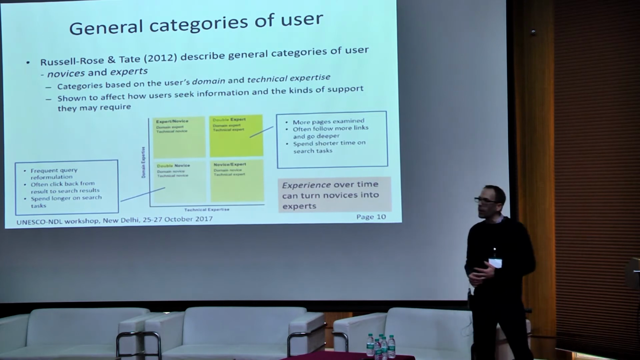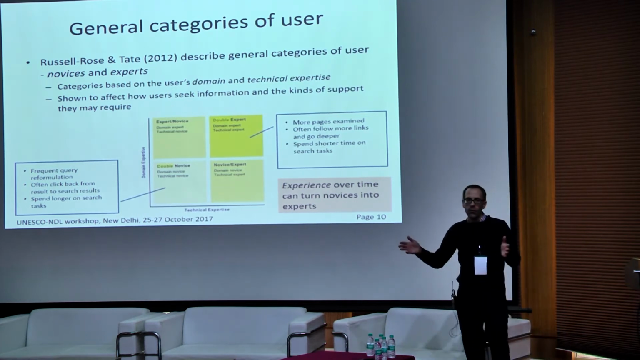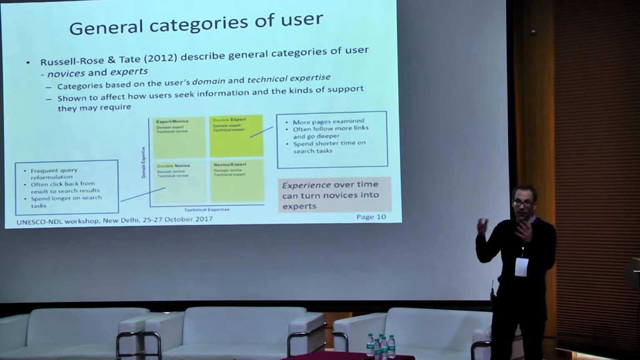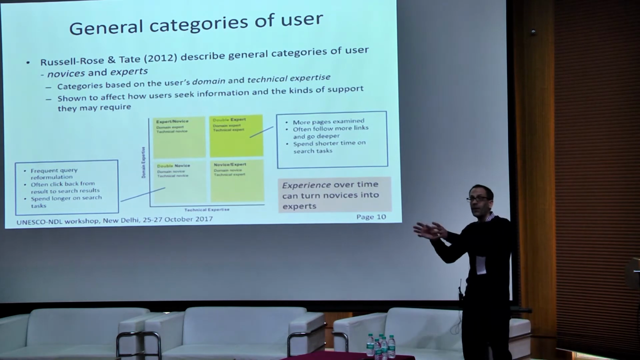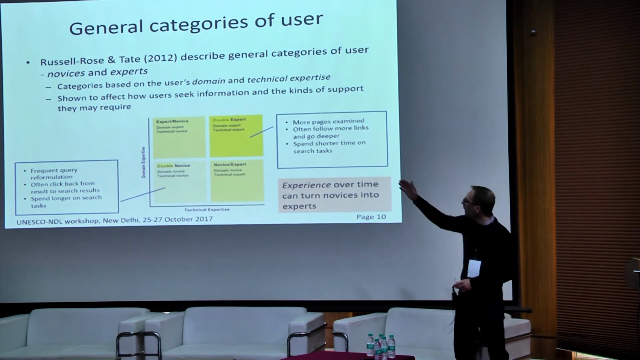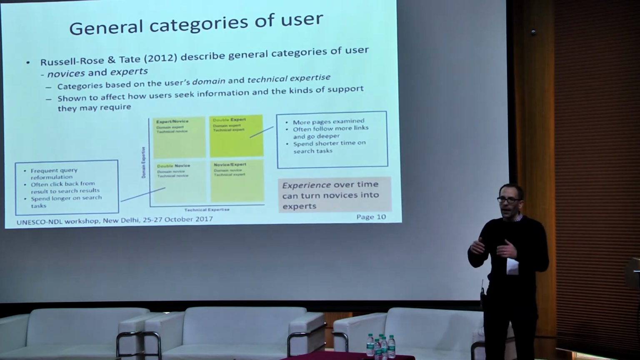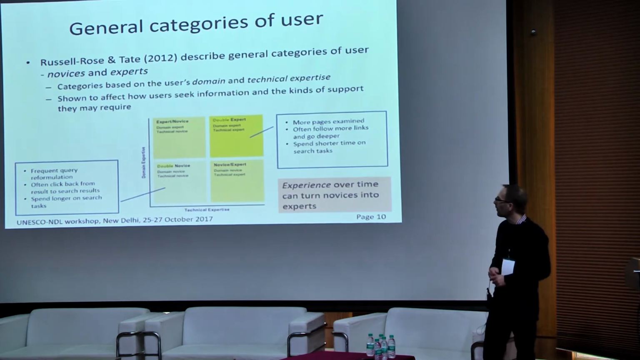And here's one example. This is taken from a very good book called Designing the User Experience by Tony Russell Rose and Tyler Tate. They walk you through the first bit of understanding the user and the context, and then onto actual features for helping you design for those particular users. And in this view of the user, they describe general categories of users as novices versus experts. That's quite a simple classification.